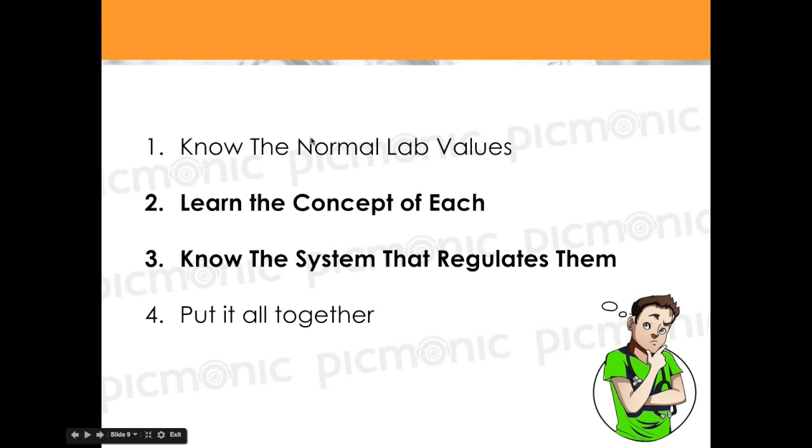So let's take a look and actually look at each individual one of them. So we know the normal lab values. You have to know those normal values hardcore. You've just got to know it, understand it, and have it. And what we're going to look at next is understanding a concept of each one. So we're going to look at each particular one and know the system that regulates them. And we're going to get to that. And then at the end, we're going to put it all together.